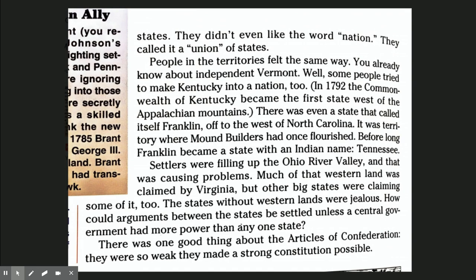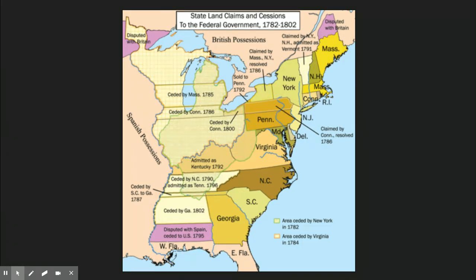Settlers were filling up the Ohio River Valley, and that was causing problems. Much of that western land was claimed by Virginia, but other big states were claiming some of it too. The states without western lands were jealous. How could arguments between the states be settled unless a central government had more power than any one state? What are they going to do? There was one good thing about the Articles of Confederation. They were so weak that they made a strong constitution possible. And this is just showing all the lands they were potentially fighting over.